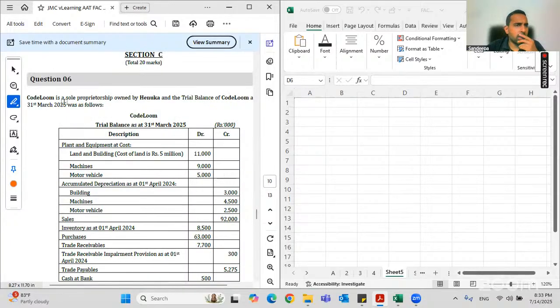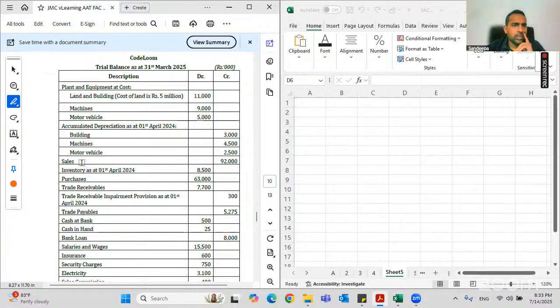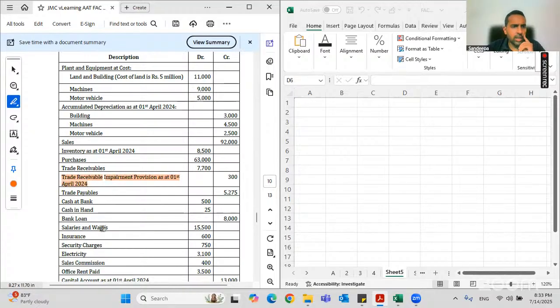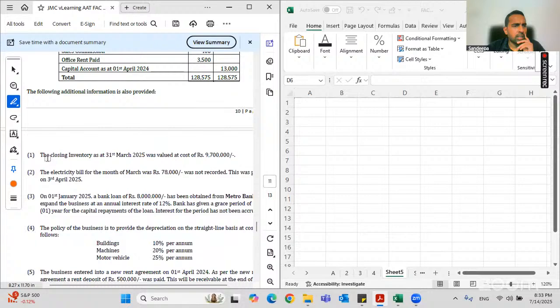Code Loom is a sole prop owned by Henuka. Trial balance is given to you. You got land and building, machines, motor vehicles, accumulated depreciation, sales, inventory, purchases, trade receivable, impairment provision, your doubtful debt, trade payable, cash at bank, cash in hand, bank loan, salaries, and insurance, security, electricity, sales commission, office rent, capital, this and that. Okay. Closing inventory 9,007.